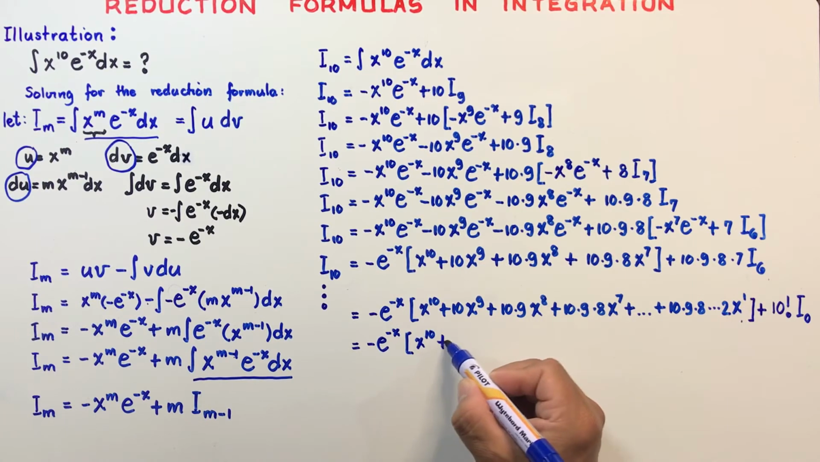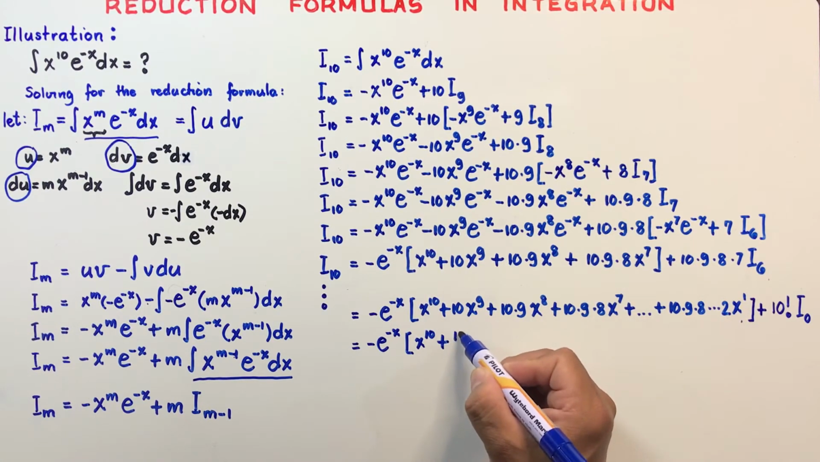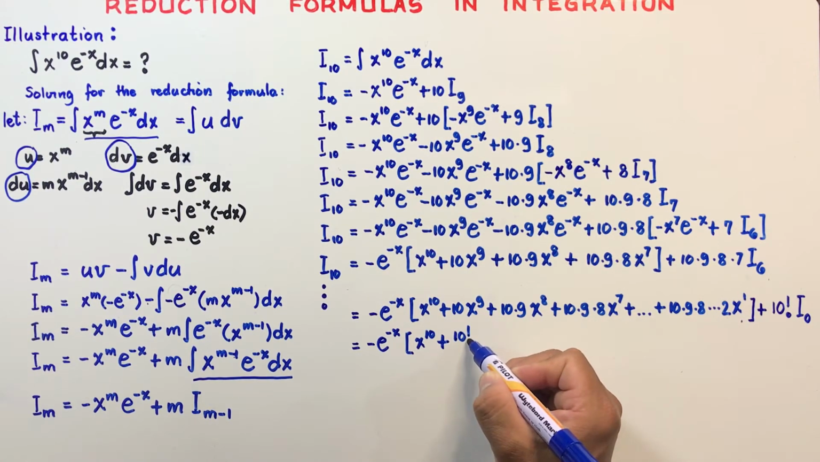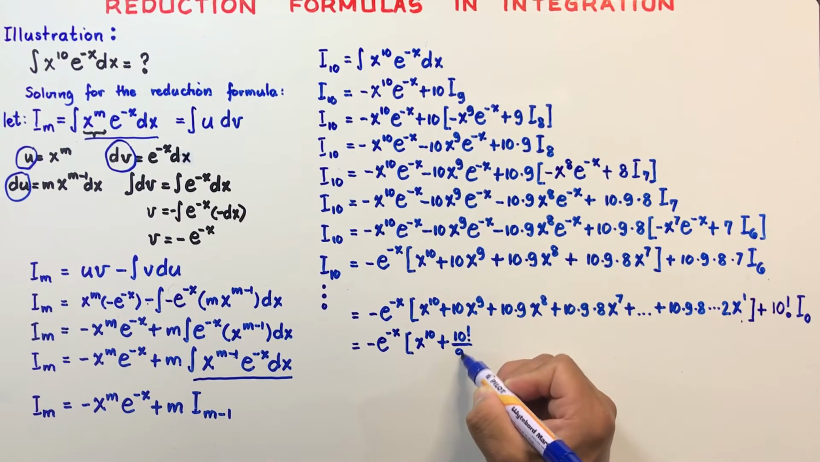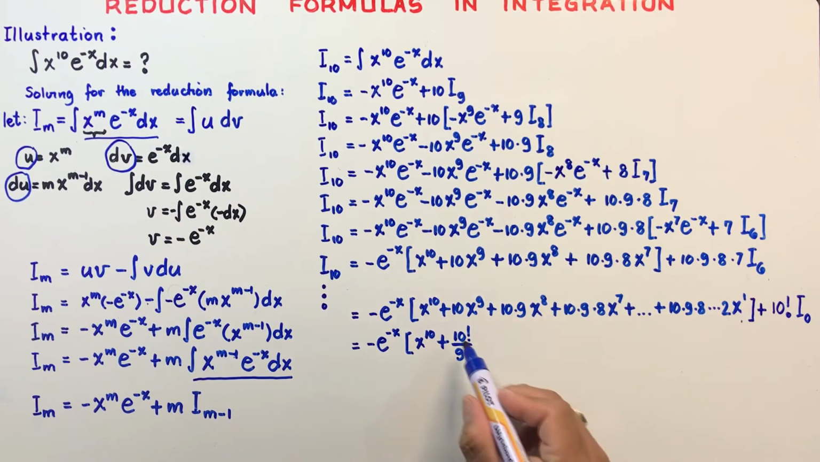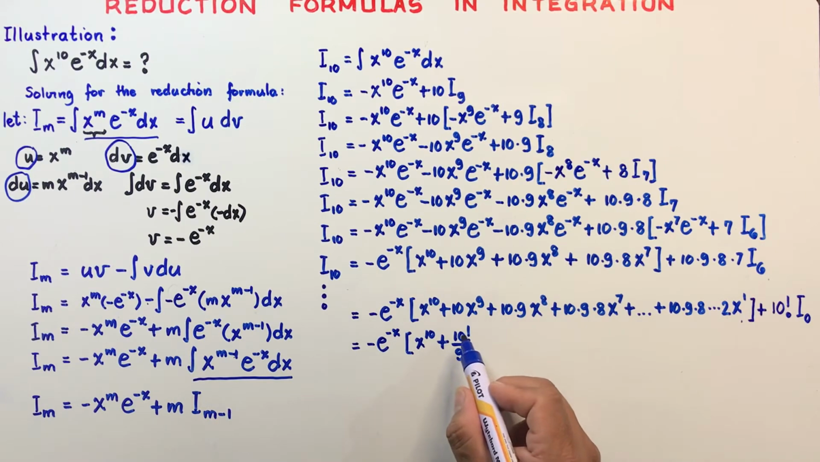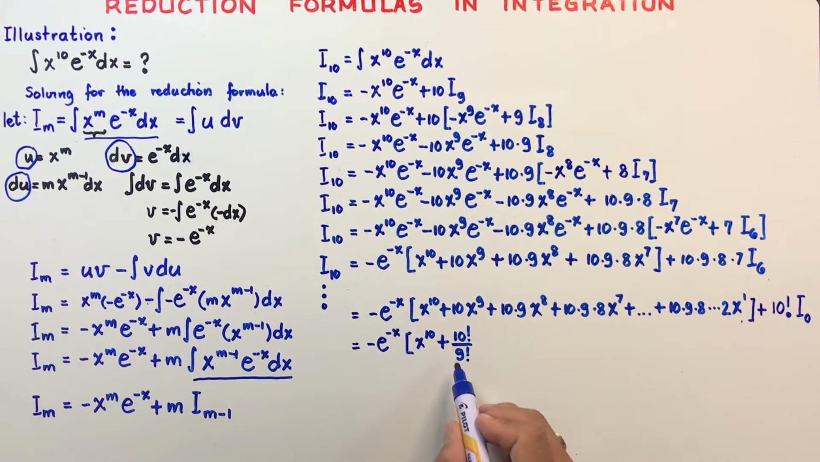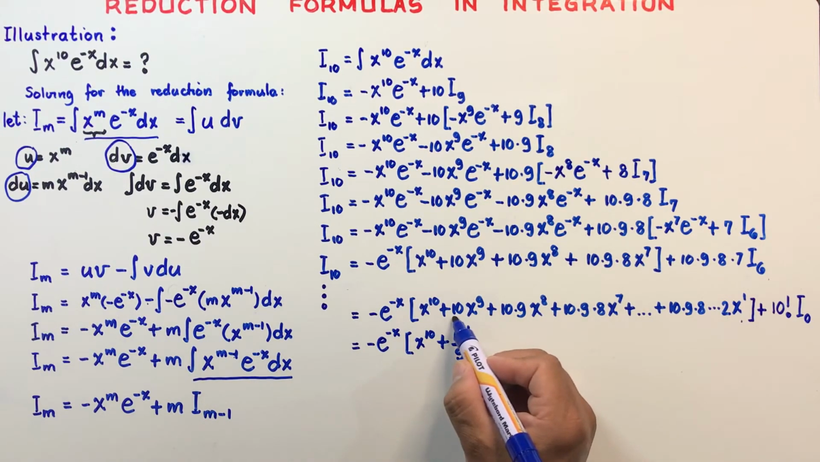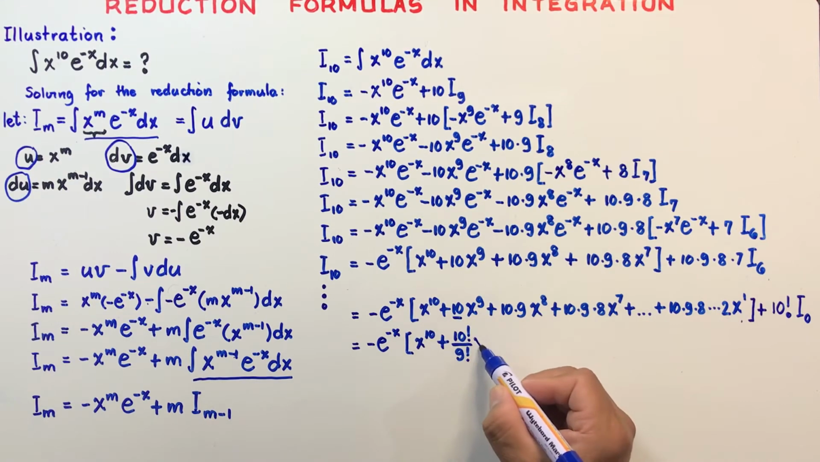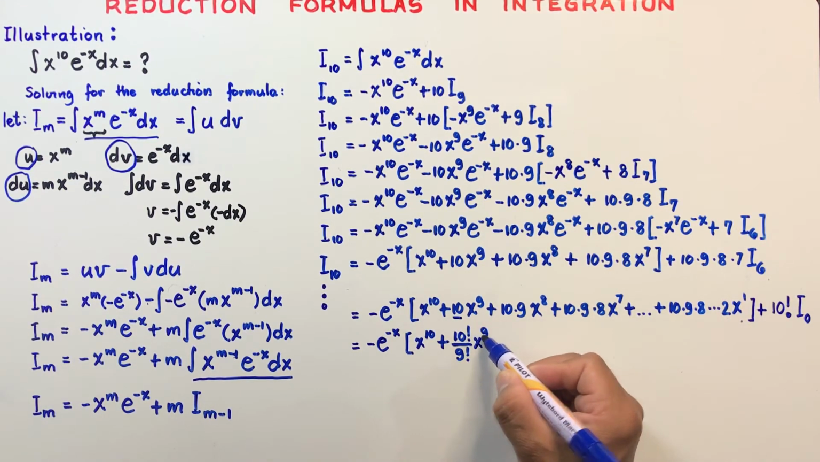And this can be represented as 10 factorial over 9 factorial, because 10 factorial is a product from 10 to 1, but 9 factorial is a product from 9 to 1. So 10 to 1 divided by 9 to 1, what will remain is 10. And this is multiplied by x to the power 9.